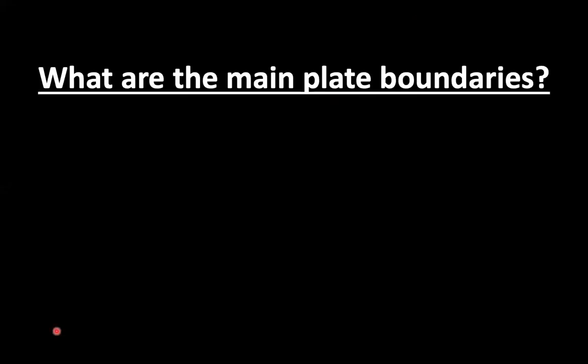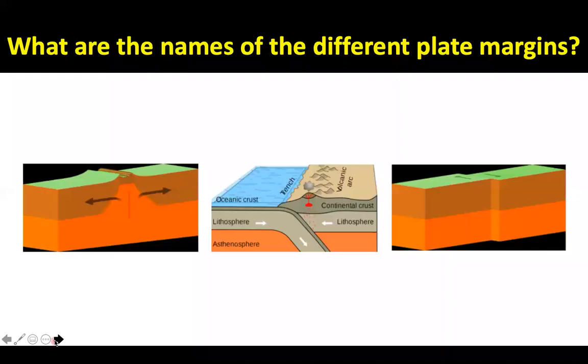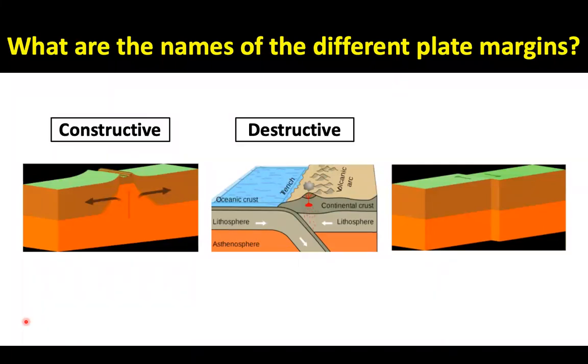There are four main types of plate margin or plate boundary. In this video, we are going to focus on three of them. We have constructive, destructive, and conservative. You can see the constructive has plates moving away from each other, destructive has plates moving towards each other, and conservative has the plates moving alongside each other.